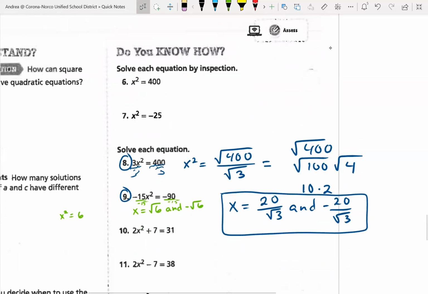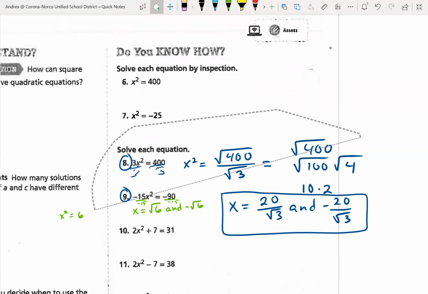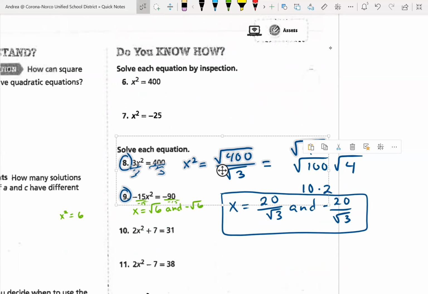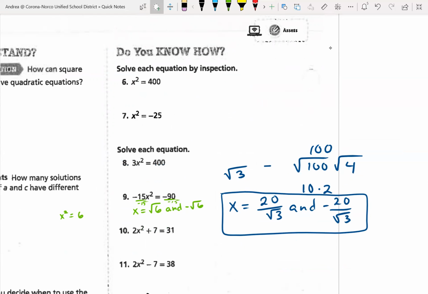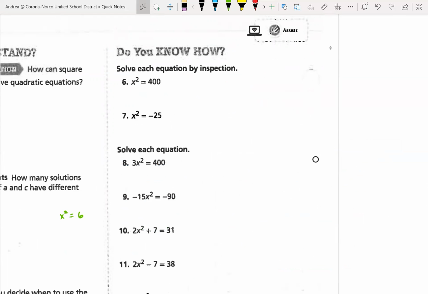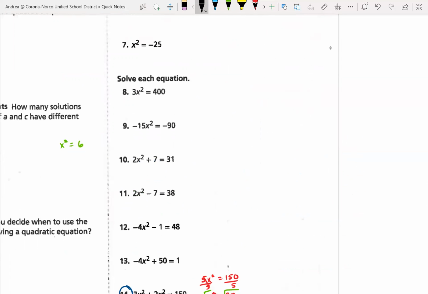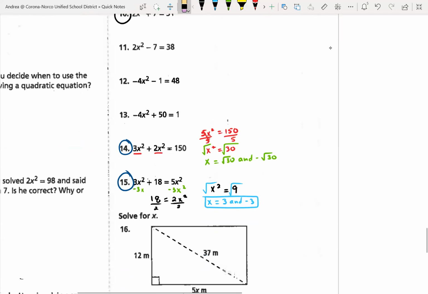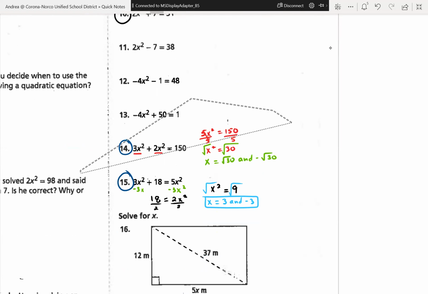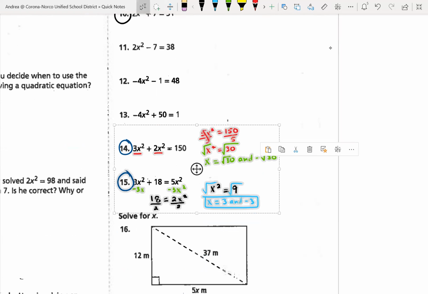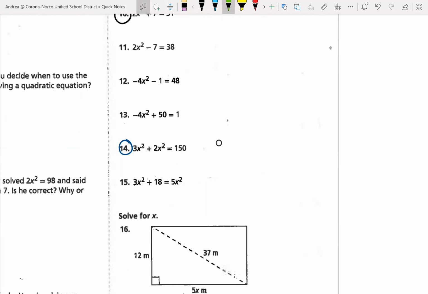Okay, so I want you guys to go to this page. I want you to do number 9 and number 10, and number 14 and number 15.